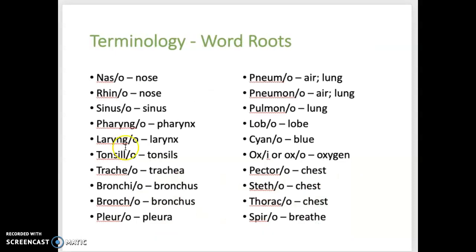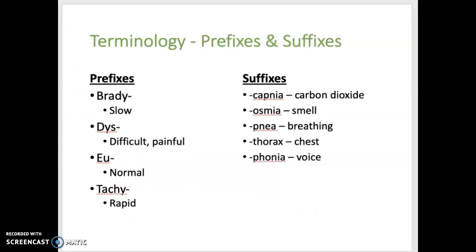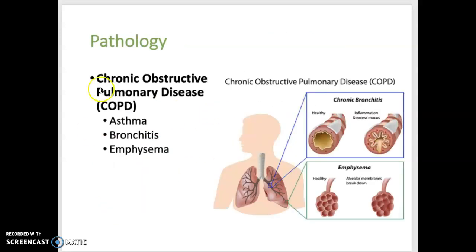So the next section here is just some of the word roots, and actually includes the combining vowels. So these are combining forms related to the respiratory system. Also some of the commonly used prefixes and suffixes related to the respiratory system. So now quickly I'll get into some of the pathology related to the respiratory system.